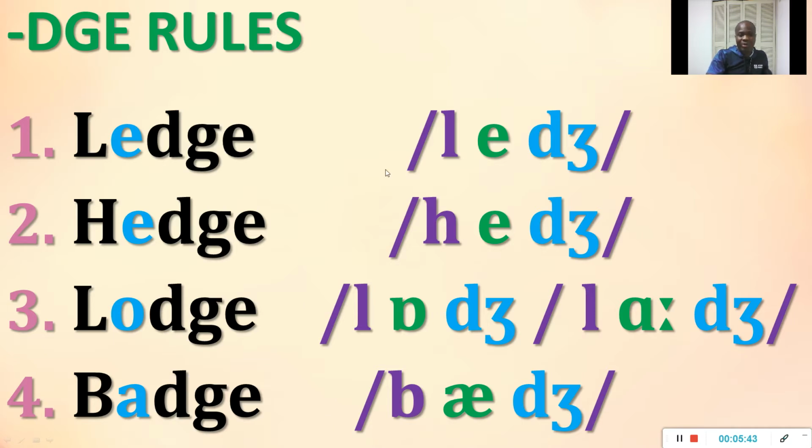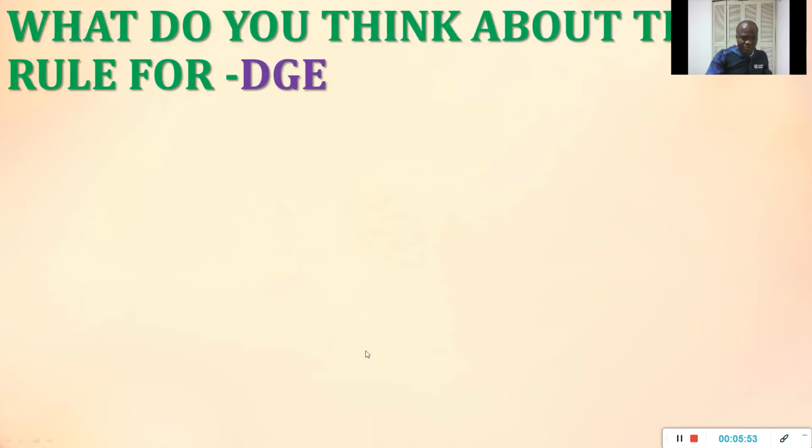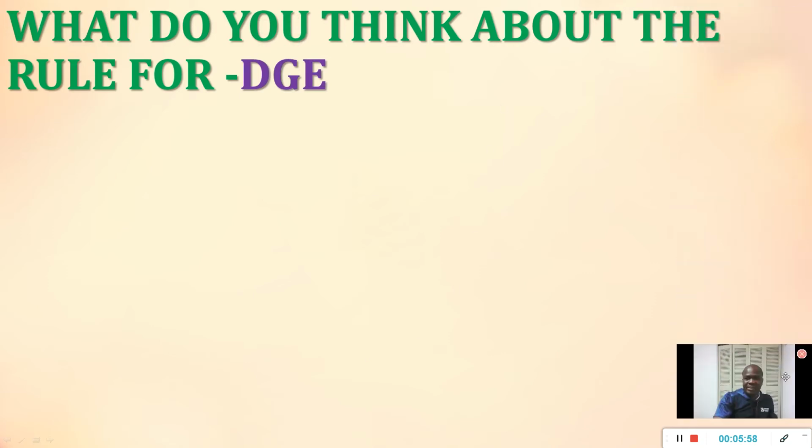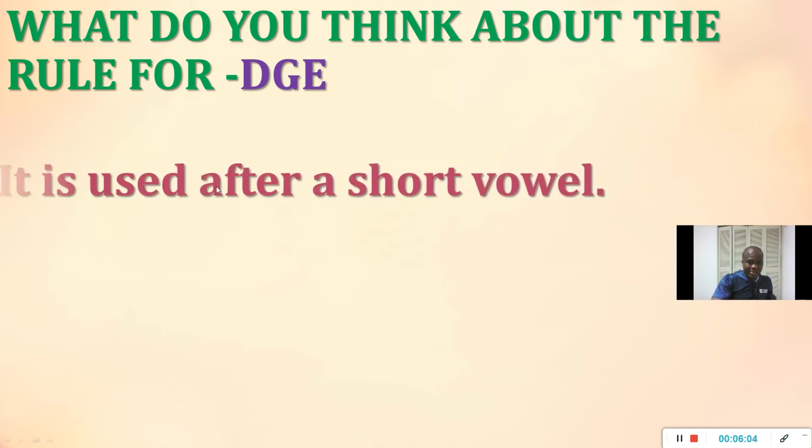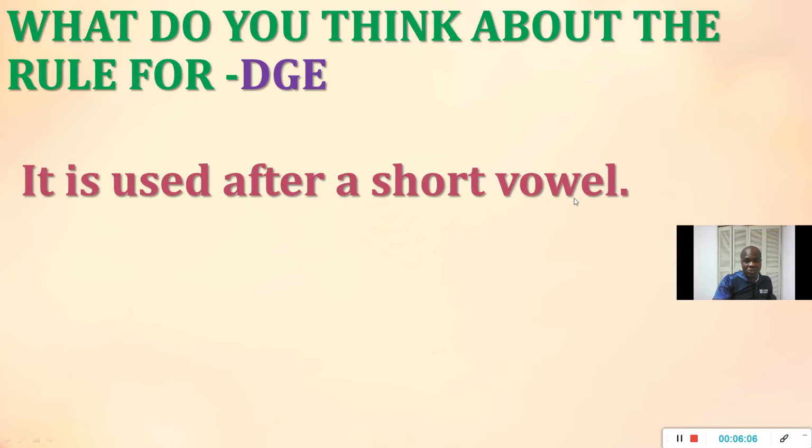So we have three J pronunciations: the GE, the DG, and the J itself. Let's take the last one, and we'll end this lesson. What do you think about the rule for the DG? I've just explained that it is used after a short vowel. So when the J sound follows a short vowel, then in spelling you have to spell with DG. These are called spelling rules. They help us to spell a word correctly.